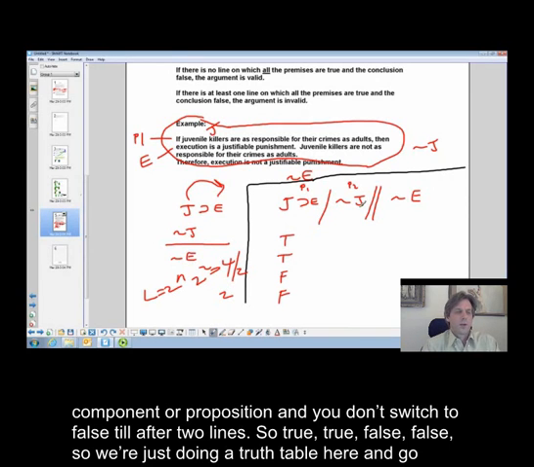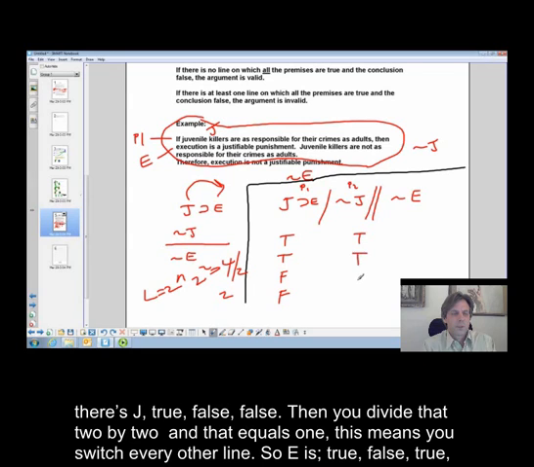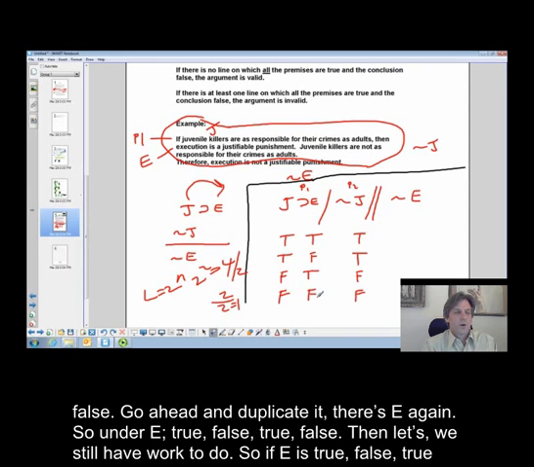So we're just doing a truth table here, and go ahead and duplicate it. In a sense, ignore the slashes right now and treat the whole thing as a compound proposition. Duplicate it, so true, true, false, false, there's J, right? Then you divide that 2 by 2, and that equals 1. This means you switch every other line. So E is true, false, true, false. Go ahead and duplicate it. There's E again. So under E, true, false, true, false.